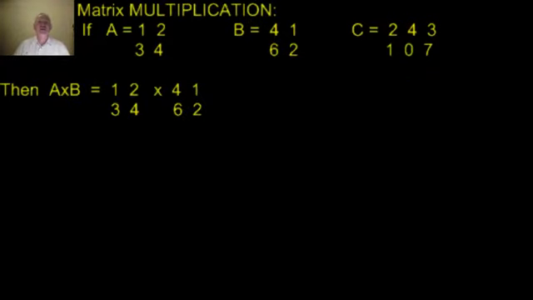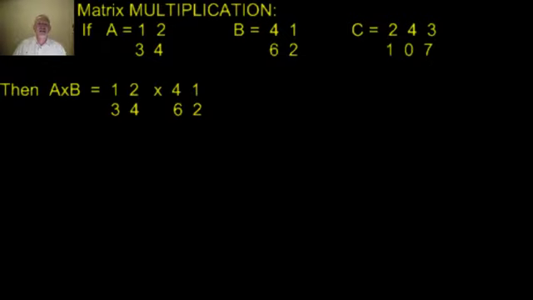Okay, now let's look at matrix multiplication. Assuming we've got those same three matrices, A, B and C, what does it mean to say A multiplied by B? We use a little X symbol to show multiplication for matrices, the same as we do for numbers. But do we just multiply corresponding elements like we did for addition?